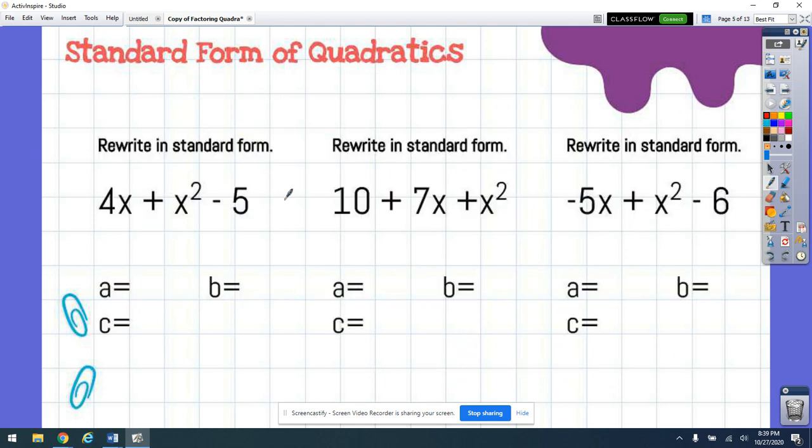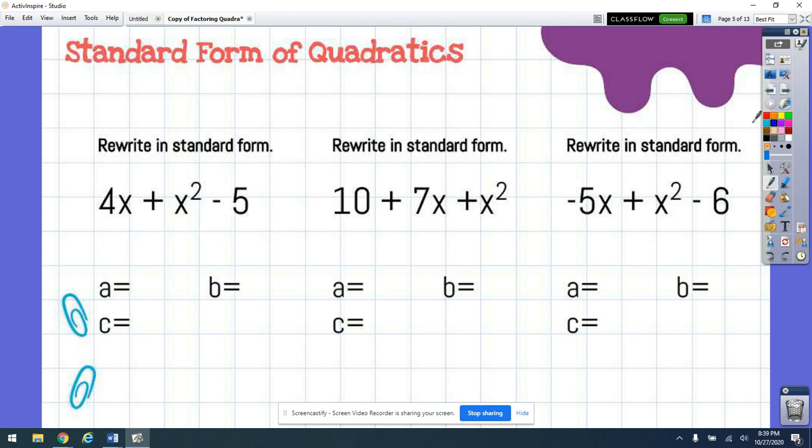So let's go ahead and practice. So I gave you guys 3 problems. I want you to rewrite the equation here. Rewrite it here for each one, and then also identify what the A, B, and C are for each standard form of our quadratic formula. So pause the video real quick, try it before we start, and then you guys can check your answers afterwards.